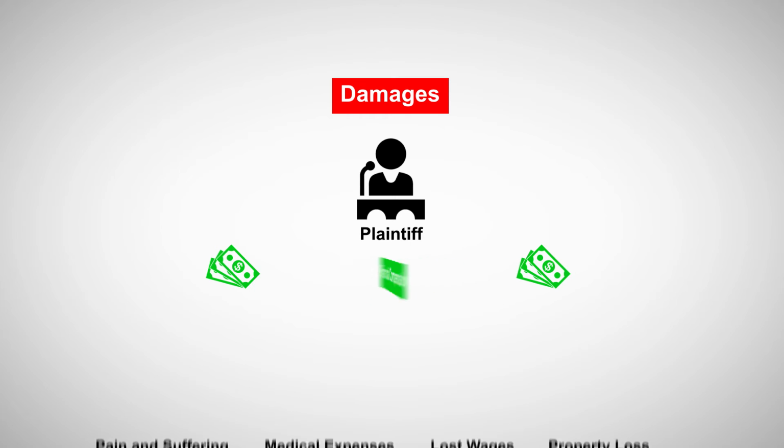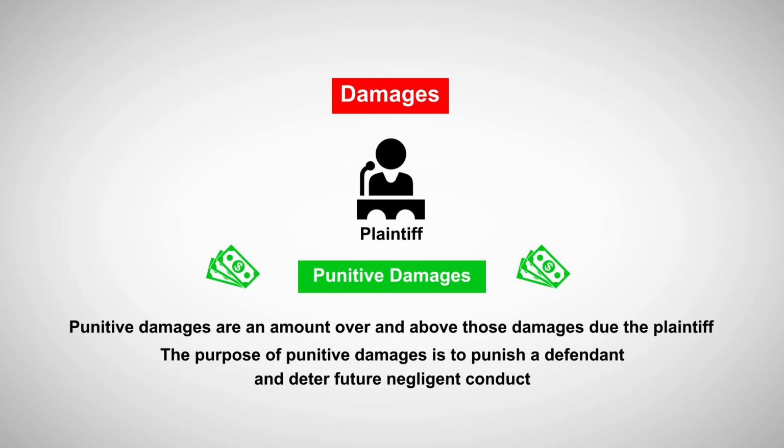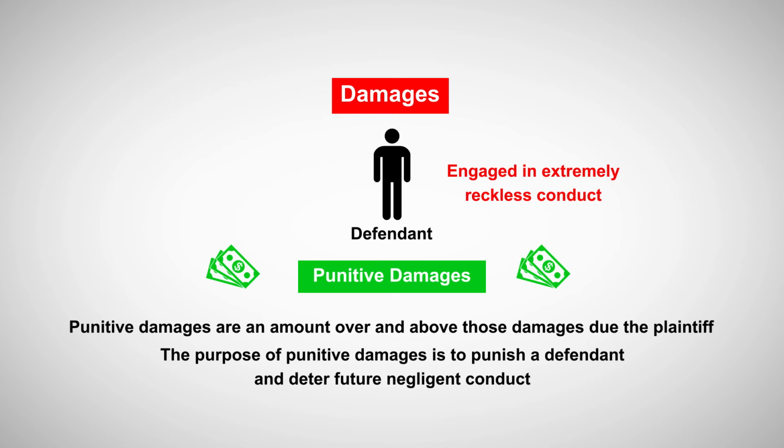Occasionally, a court may award punitive damages. Punitive damages are an amount over and above those damages due to the plaintiff that are based on compensation. The purpose of punitive damages is to punish a defendant and deter future negligent conduct. Punitive damages are usually only available, however, when the defendant engaged in extremely reckless conduct.